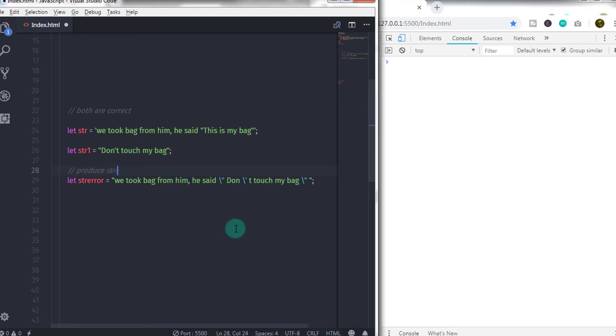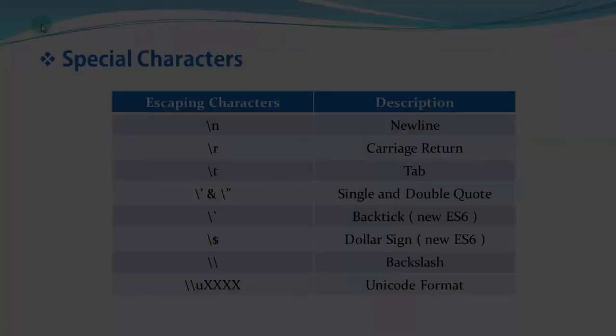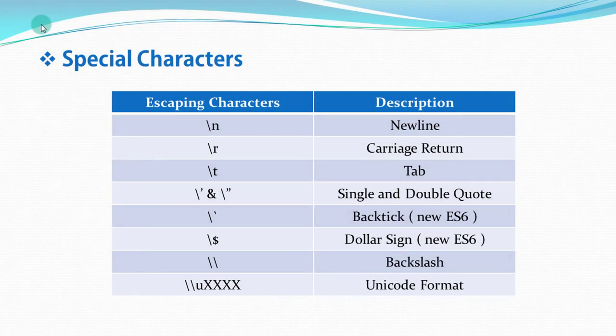The backslash is not only used for the quotation mark, but it can also be used for non-printable characters. Following are the string literals commonly used for special characters. Backslash n is used to display text on a new line. Backslash r is used for carriage return. Backslash t is for tab. Backslash single quote is for single quote. Backslash double quote is for double quotes. Backslash backtick is used for backtick.